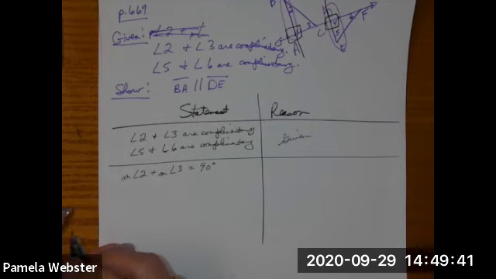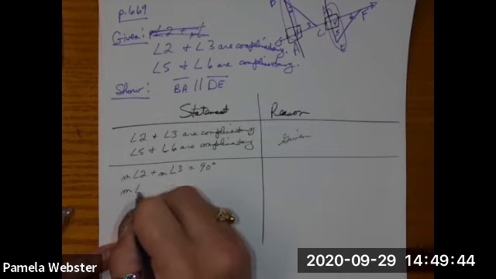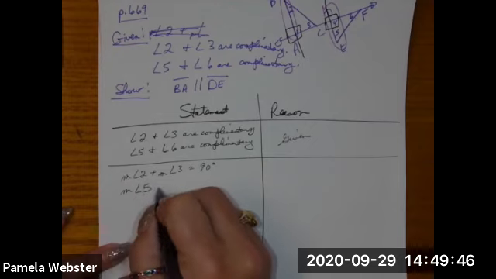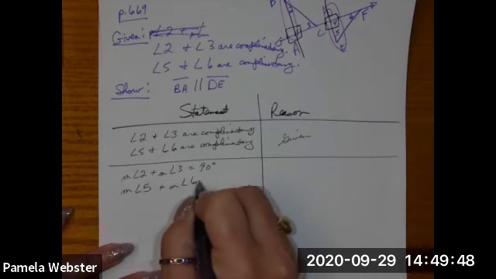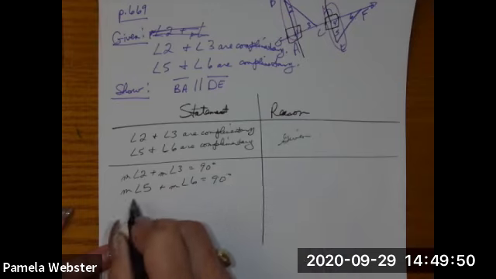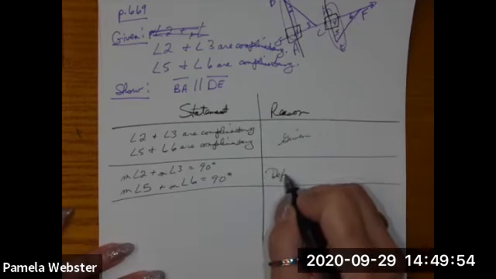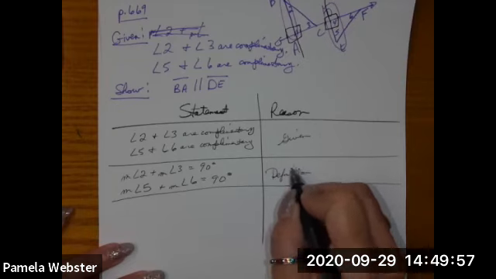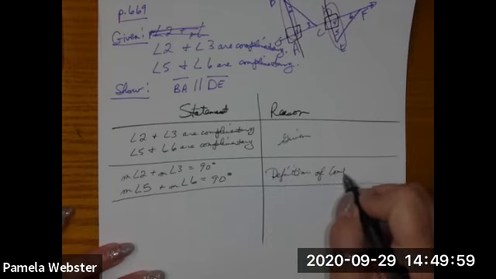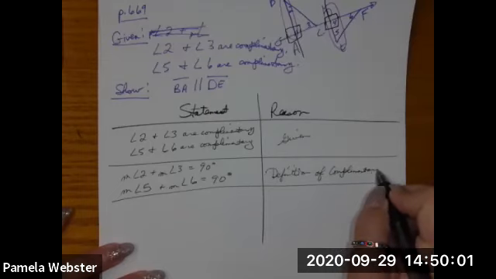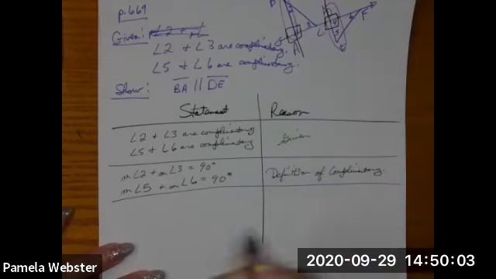And then the other one, measure of angle 5 plus the measure of angle 6 equals 90 degrees. How did we know that? Definition of complementary. Great. I like it. Okay.